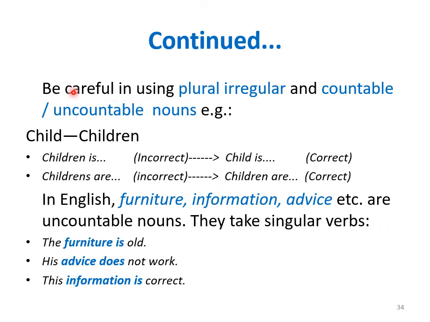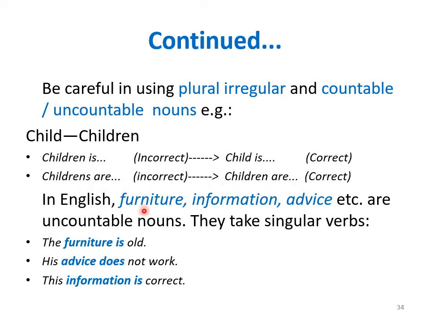Now, be careful in using plural, singular and countable and uncountable nouns. For example, child and children. Children is incorrect when you mean one, child is correct. These are very simple things. You know these things better than I do, or you have no problem. I'm just trying to give you an example that these are the small things which make a big difference. Children's is wrong, children are.